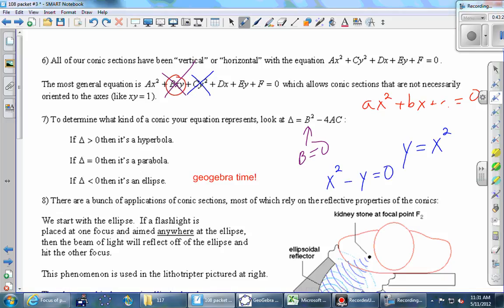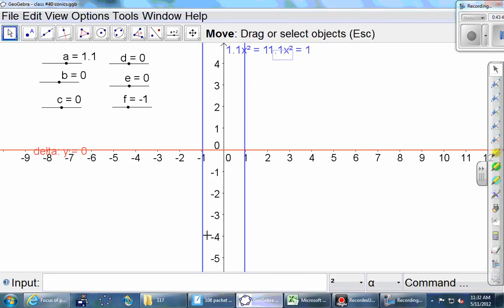Okay, so how much is your capital A? That's got to be 1. B, 0. I don't have any xy. C, 0. I don't have any y squared. D, 0. I don't have any x. E, -1. F, 0. Let's do that. So again, A was 1, E was -1, and F was nothing.